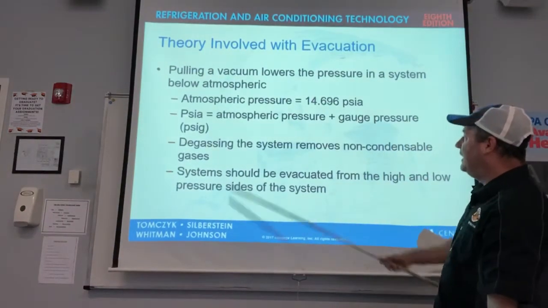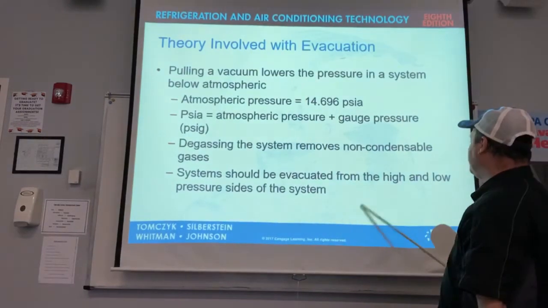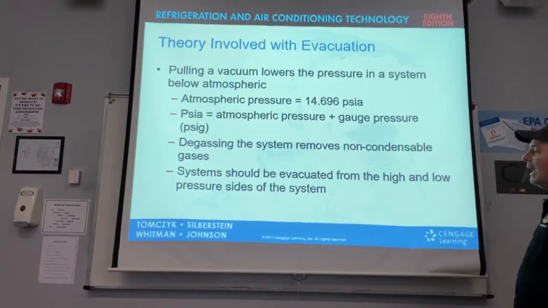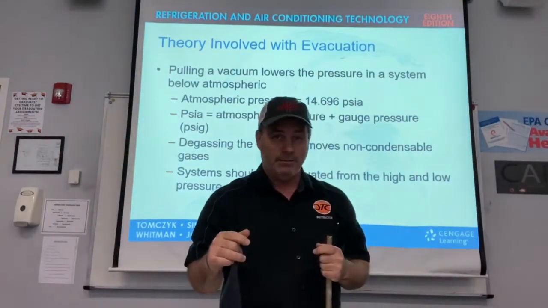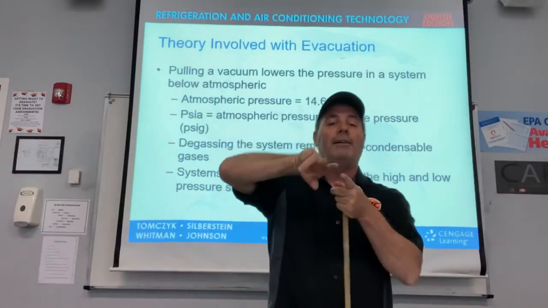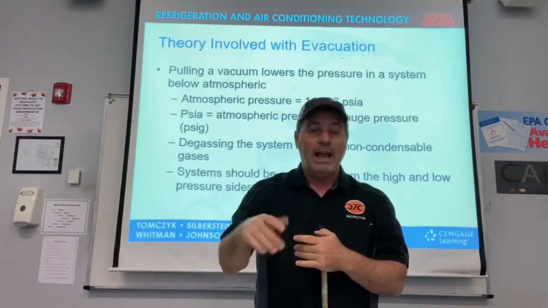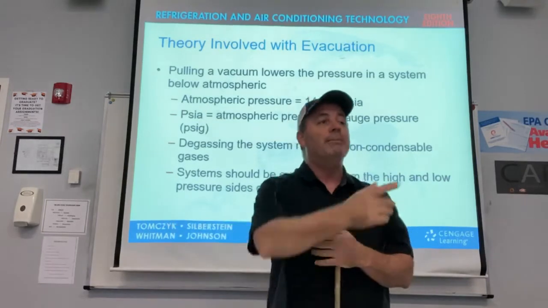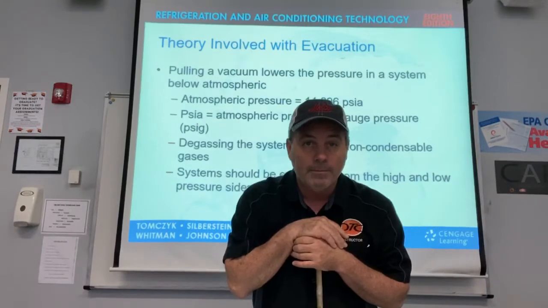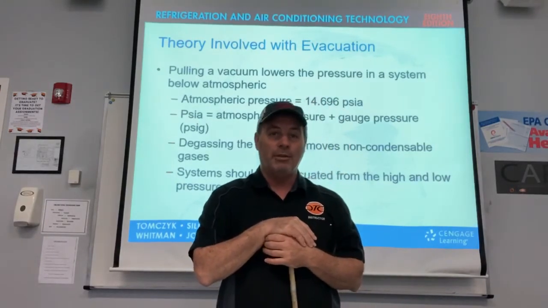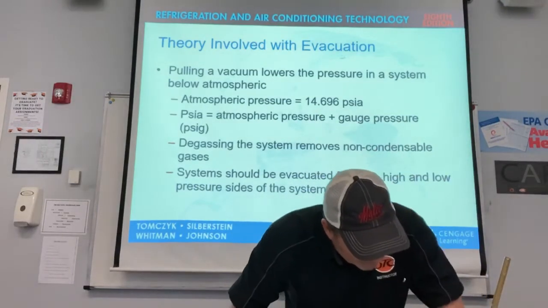All right? Degassing, remember, removes non-condensables. Systems should be evacuated from the high and the low sides of the system. They're connected. If you have a service valve on a suction line and a liquid line, and they're open, and you're running a vacuum, you should be able to pull a vacuum through the whole system. Low and high side and everything should be pulled down in a vacuum. That's what your book's saying.